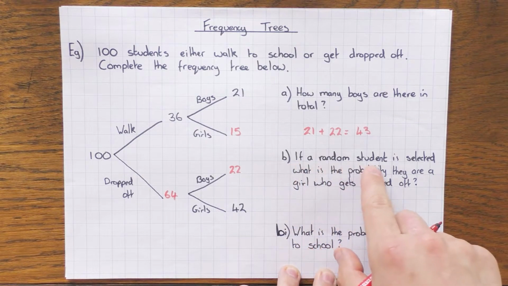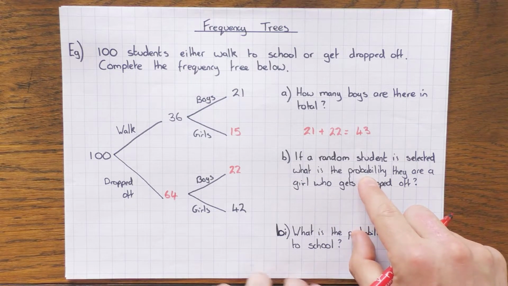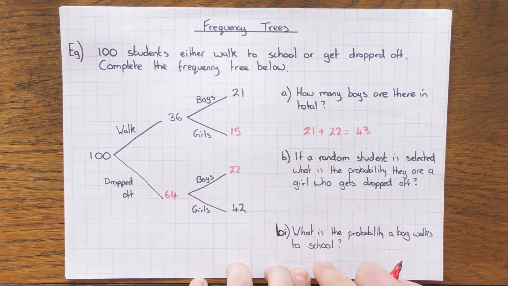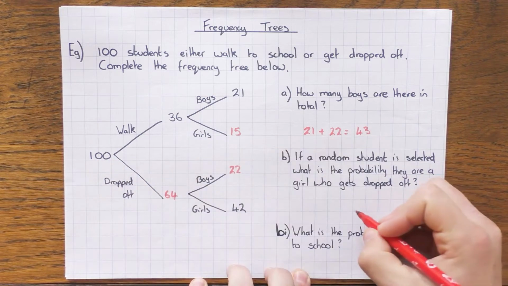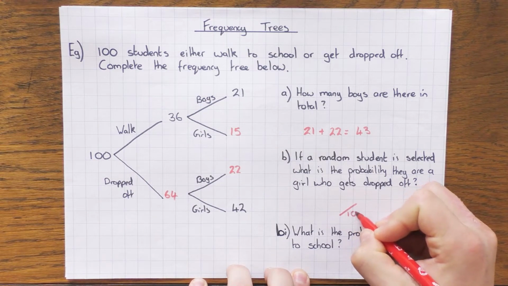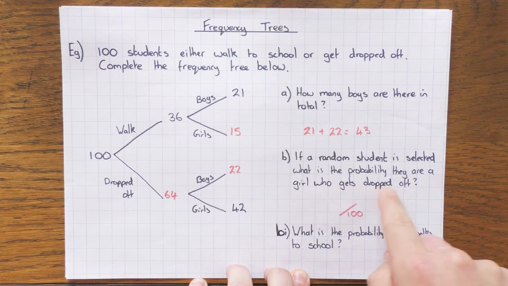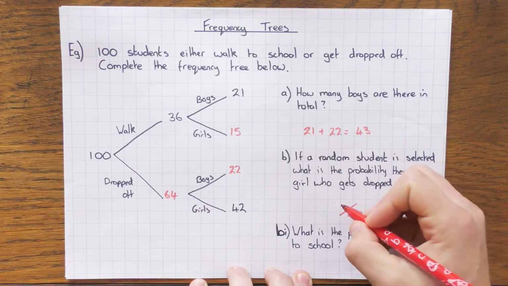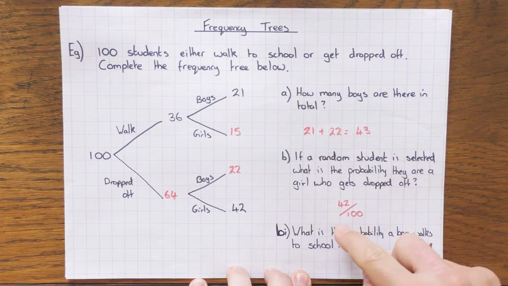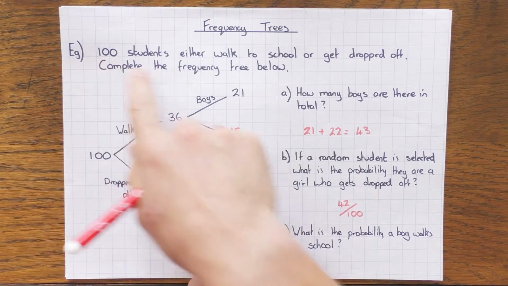If a random student is selected, what is the probability? This time we are being asked a probability about the actual frequency tree itself, and because a random student is selected, it's going to be out of 100. What is the probability that they are a girl who gets dropped off? Let's have a look. There are 42 girls who get dropped off, and of course it's out of 100 because a random student, and there are 100 students in the whole question.